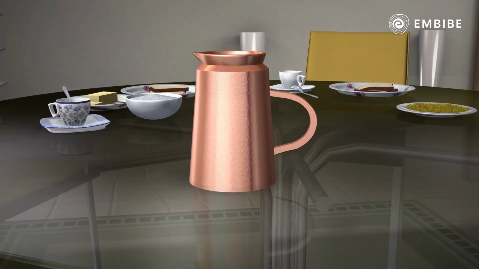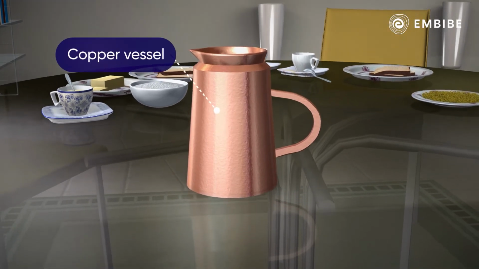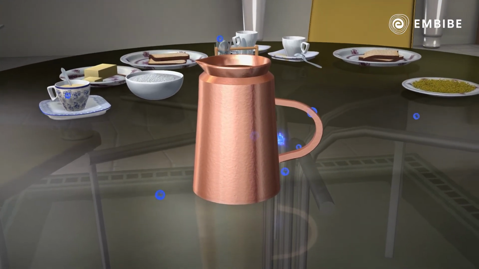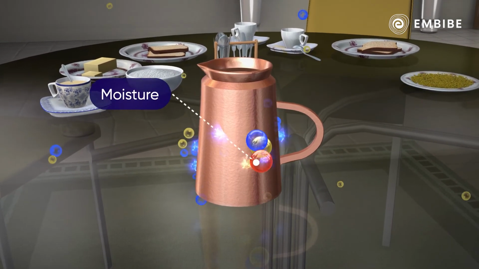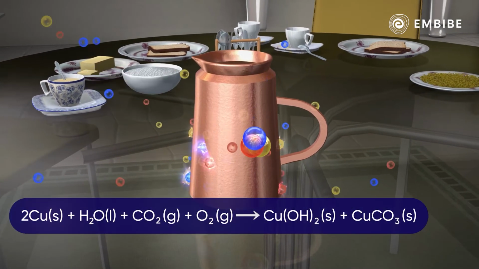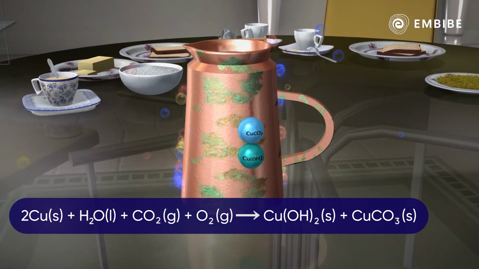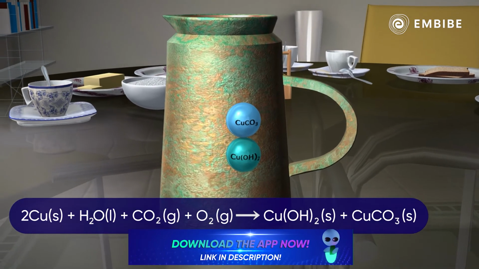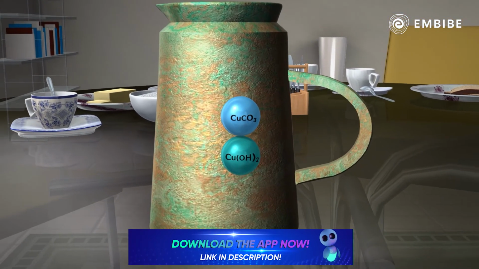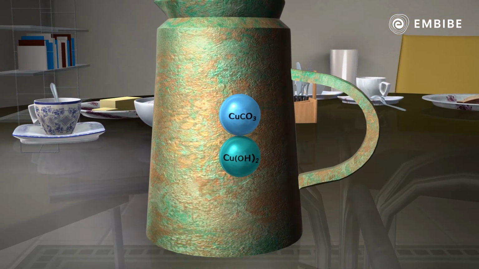To understand this, take a copper vessel and allow it to come in contact with atmospheric oxygen, carbon dioxide, and moisture. Copper reacts with these compounds to form copper carbonate and copper hydroxide, which together appears as a green coating on the surface of the vessel.